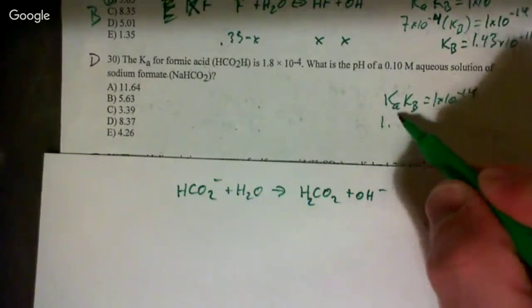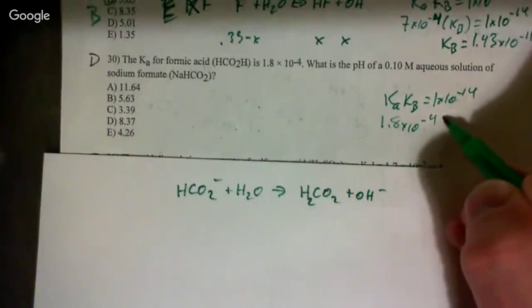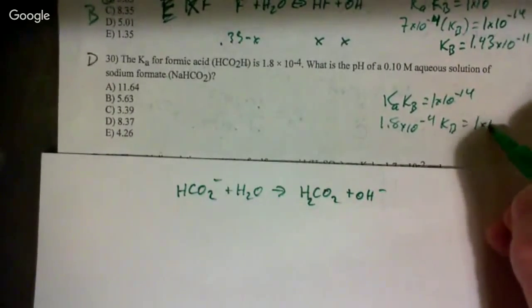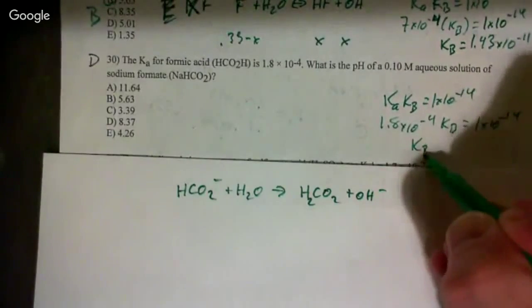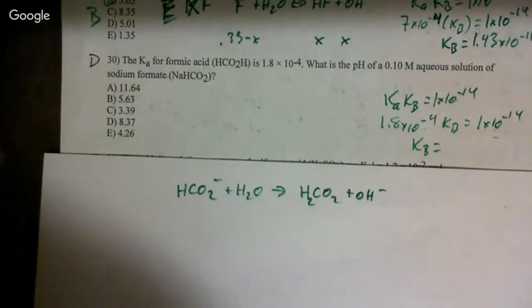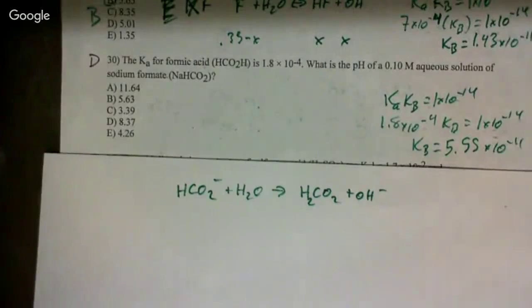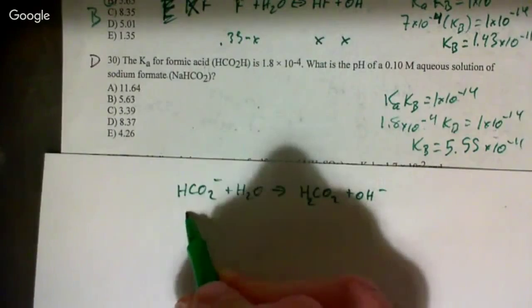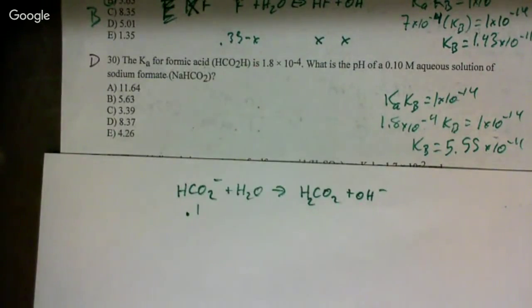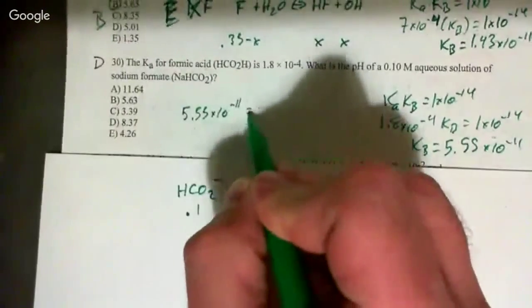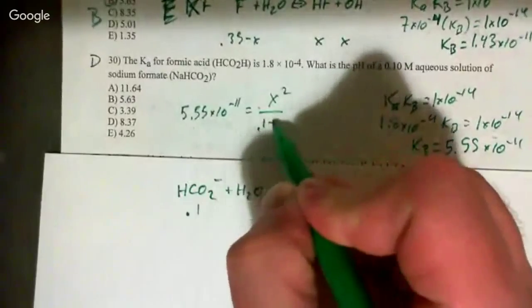Oh boy. Ka is 1.8 times 10 to the negative 4th. Kb equals 1 times 10 to the negative 14th divided by 1.8 times 10 to the negative 4th. Sometimes a little silence there is good. So I've got a Kb expression, and now I think we all know how to write this stuff. Hopefully, if it's starting out at a 0.1 molar solution, we're going to end up with Kb that looks like this: 5.55 times 10 to the negative 11th equals x squared over 0.1 minus x.